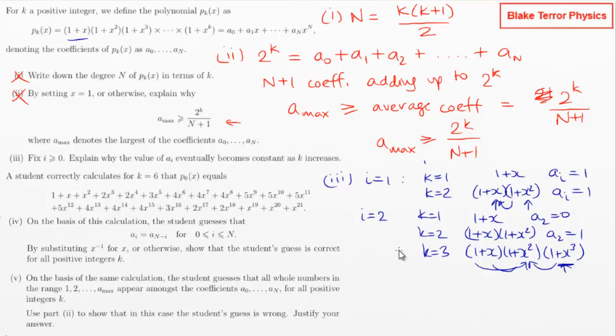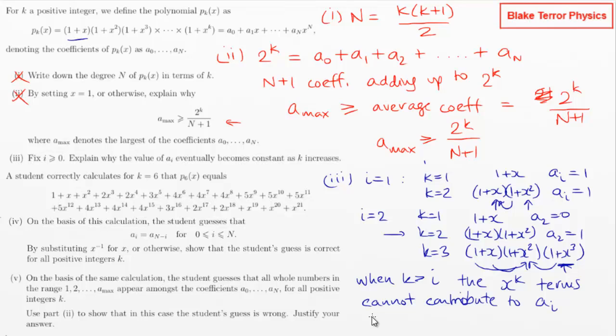So how do we actually put this into words? The key part of this then is when we reach that k is i, then we're kind of set, aren't we? I think so. When k is greater than i, we are, what are we talking about then? The x to the k terms cannot contribute to a_i because the power is too high.